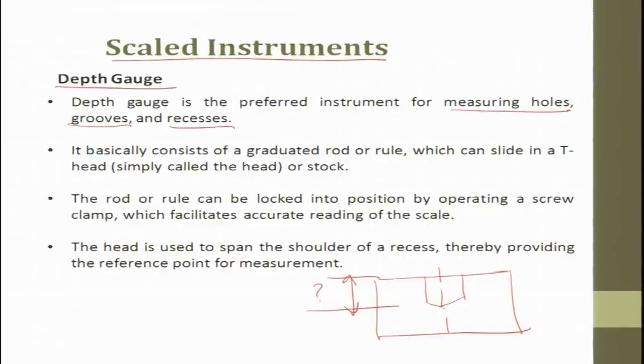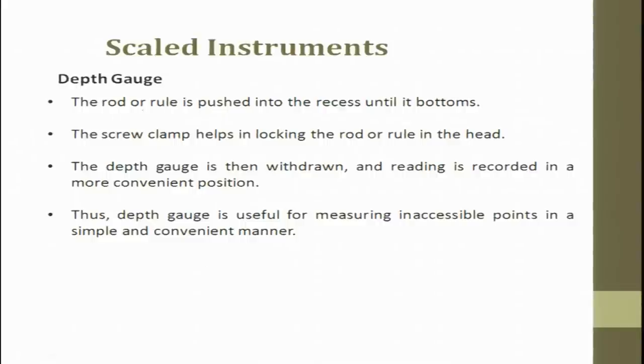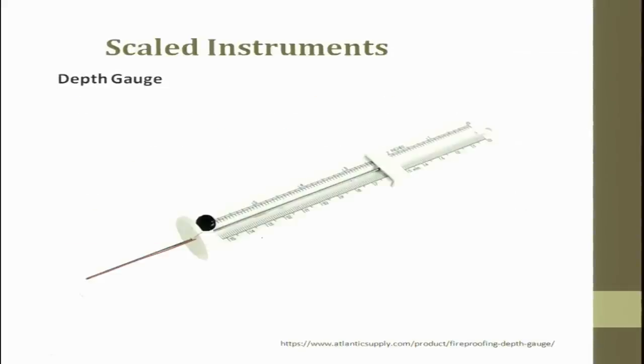It basically consists of a graduated rod or rule that can slide in a T-headed stock. The rod or rule can be locked into position by operating a screw clamp, which facilitates accurate reading of the scale. The head is used to span the shoulder of the recess, therefore providing a reference point for the measurement. The rod or rule is pushed into the recess until it hits the bottom. The screw clamp helps in locking the rod, and the depth gauge is then withdrawn, and you read the readings accordingly. The depth gauge is useful for measuring inaccessible points in a convenient manner. So, this is the depth gauge.